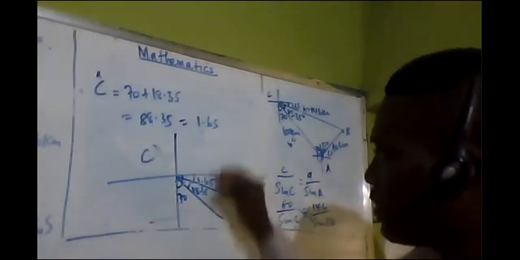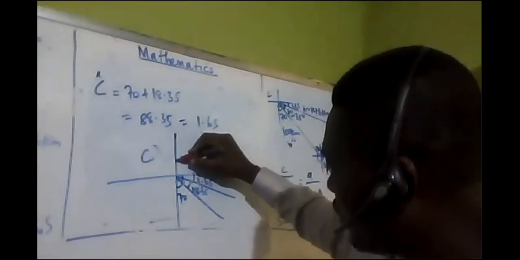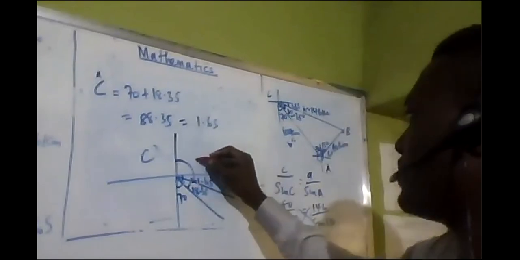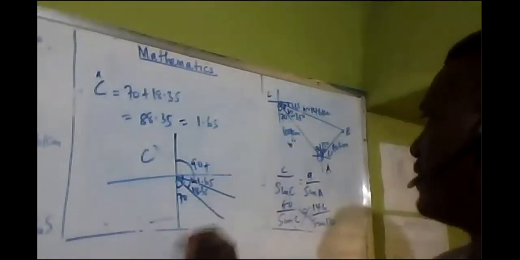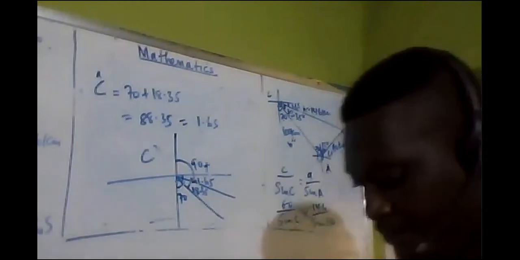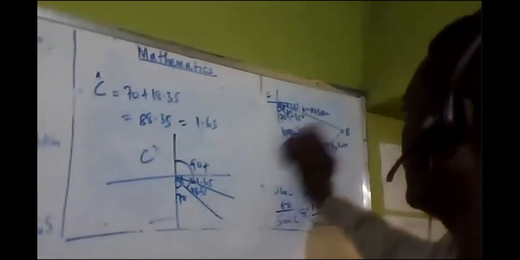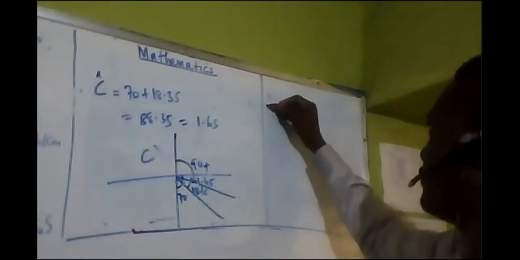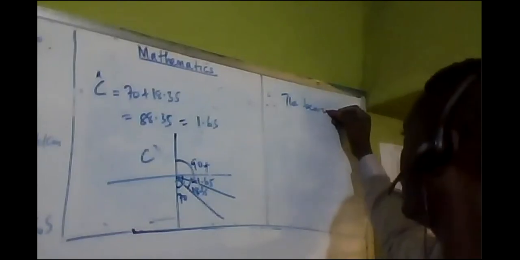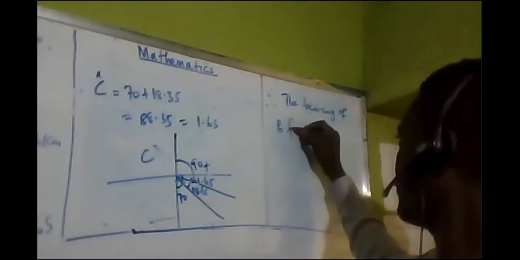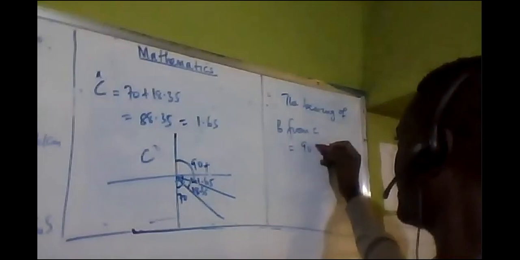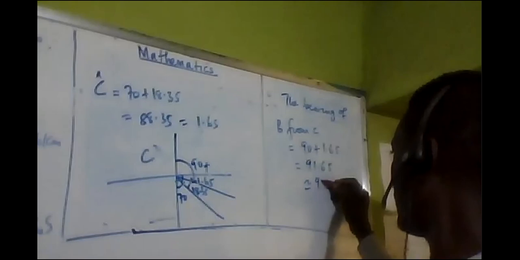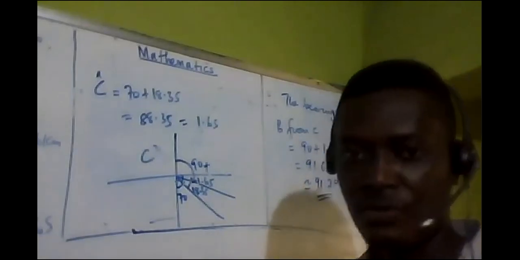So the bearing, recall, will come clockwise to the point where it meets this triangle line, this point now. So that would be 90 plus 1.65. Therefore, the bearing of B from C is equal to 90 plus 1.65. That gives us 91.65, approximately 91.7 degrees. So that is the answer.